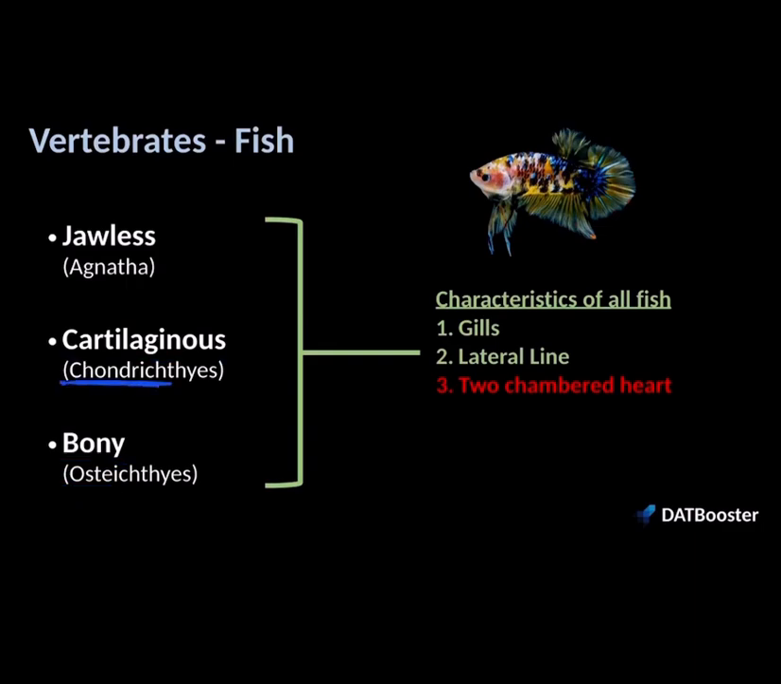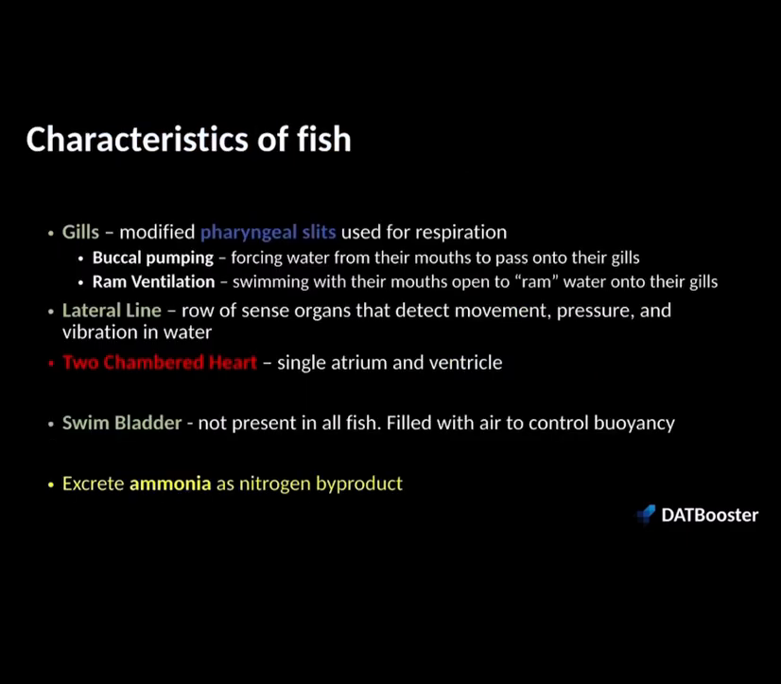Now these three groups of fish have three things in common that make them a fish. Number one, they have gills. Two, they have a lateral line, which we're going to look at. And then third, they have a two-chambered heart, which we looked at in the previous video. So all fish have gills, and gills are modified pharyngeal slits, and gills are used for respiration.